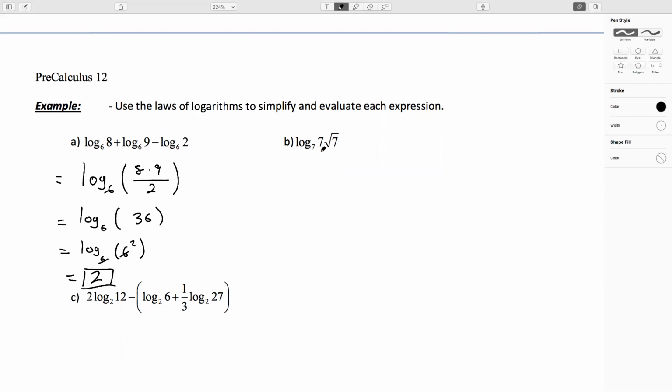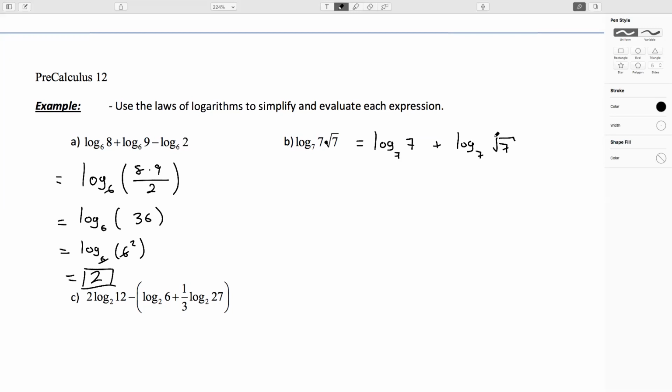Let's try this one. Log base 7 of 7 to the root 7. So now this one looks like something you should be able to put in your calculator, but it's not that simple because we have a base of 7, not a base of 10. What I'm going to do first is try and split this log up. So I'm going to write this as log base 7 of 7 plus log base 7 of root 7, just because these are being multiplied.